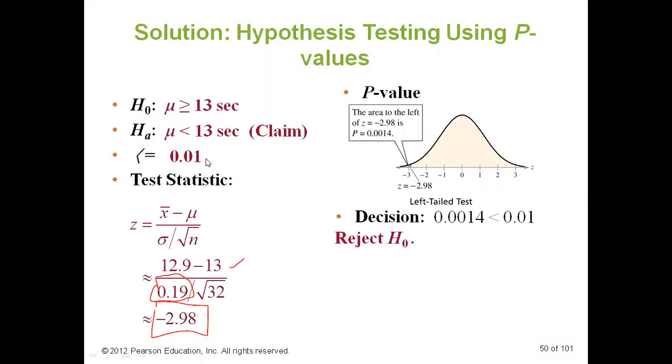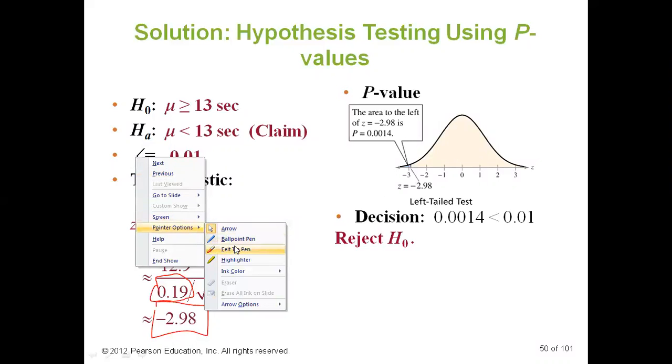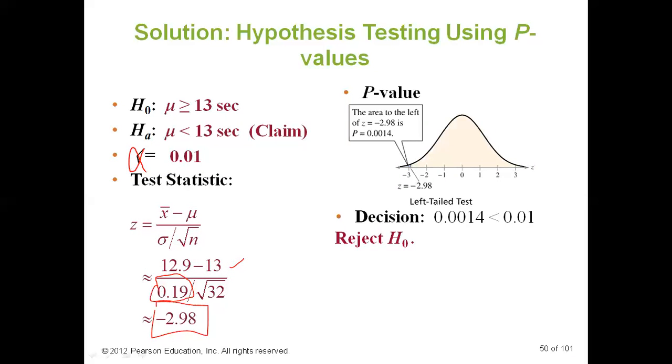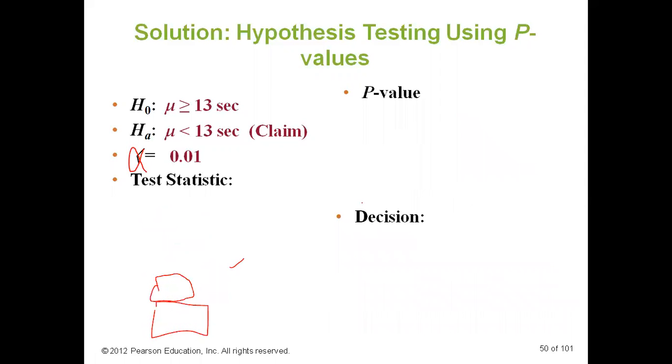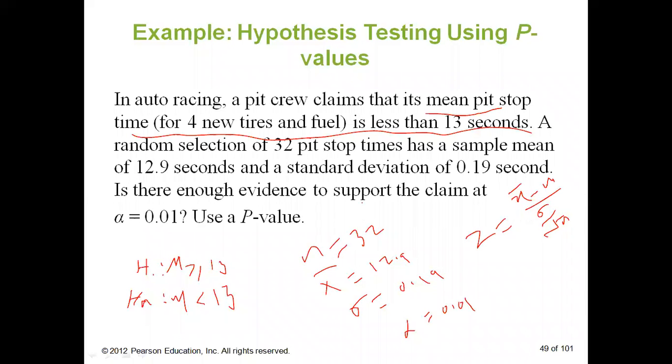0.0014 is less than alpha. This value is alpha. So P equal to 0.0014 is less than alpha, so we are rejecting the null hypothesis. At the 1% level of significance, you have sufficient evidence to support the claim that the mean pit stop time is less than 13 seconds. So we are rejecting the null hypothesis, which means we are supporting the claim of auto racing.